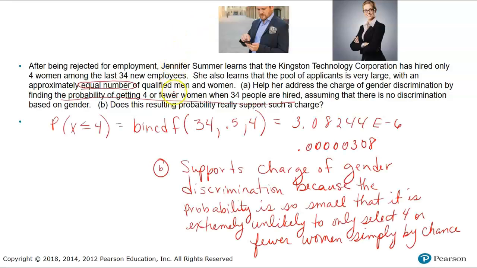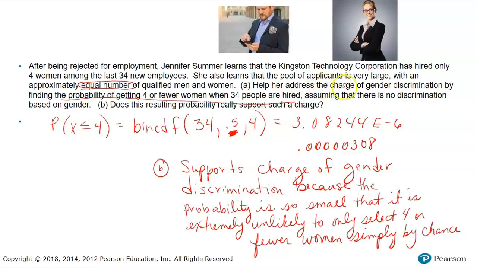Okay, on this one, we're talking about a situation with a large firm here, and they've only hired 4 women among the last 34 new employees. So, is that coincidence? Is it chance, or are they discriminating? That's kind of what we're looking to decide. So, basically, if they are equally qualified, then the probability of selecting a man or a woman should be 0.5. So that's the probability that we would use.